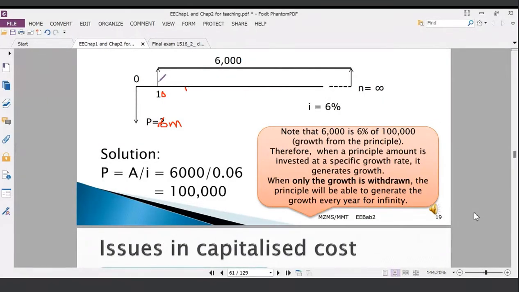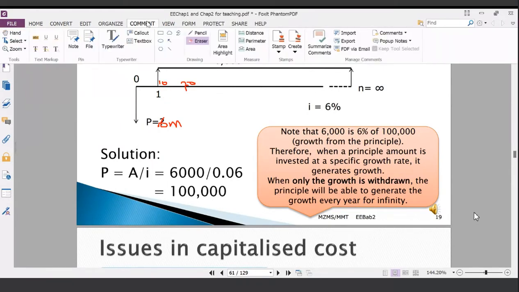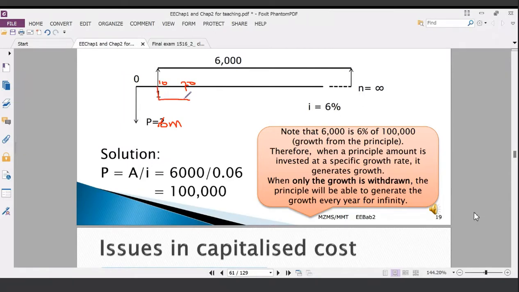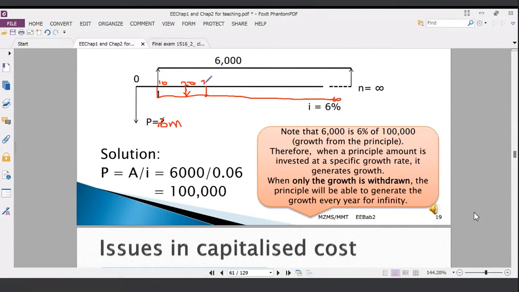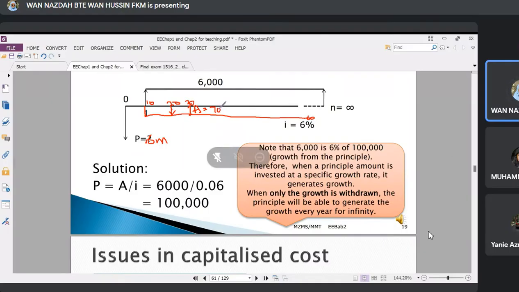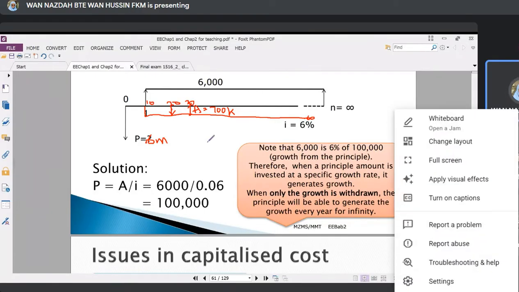So katakan yang ni 10 eh, 20, dan dia berlaku perpetually, maknanya dia berlaku sampai infinity. So dia berlaku every 10 years ni. Every 10 years. 20, 30 macam tu. So this one A dia 700,000. Every 10 years eh.